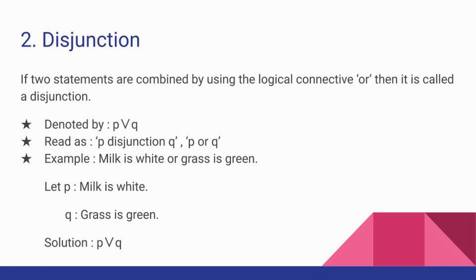Here we have two statements. First one is milk is white. The second one is grass is green. It is separated by "or". So let us consider P as milk is white and Q as grass is green. So the solution is P ∨ Q.